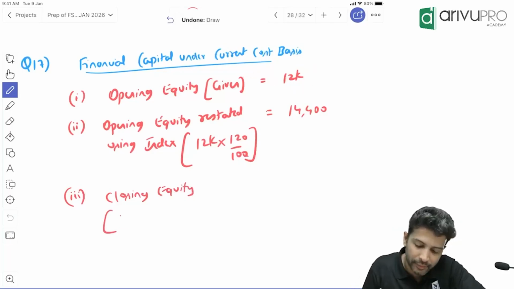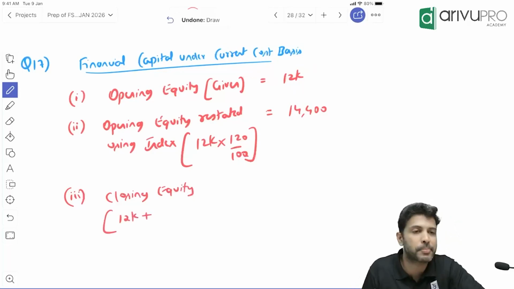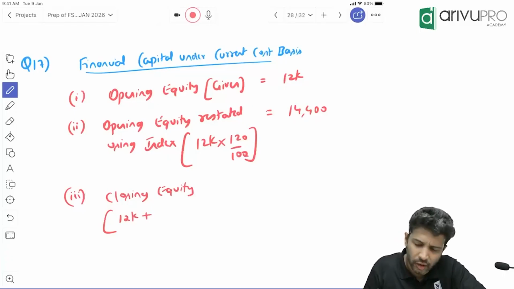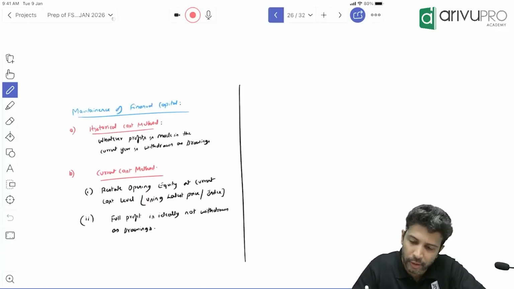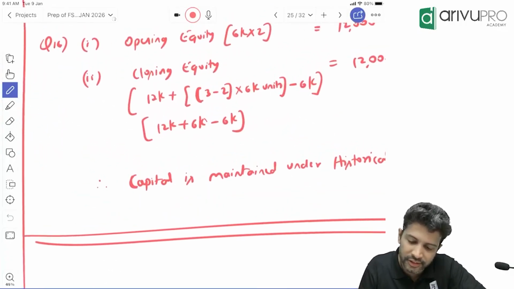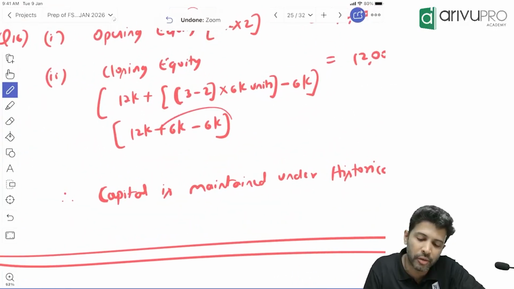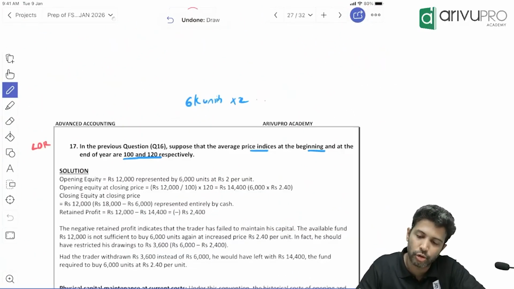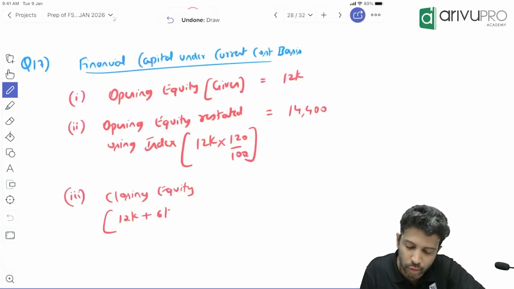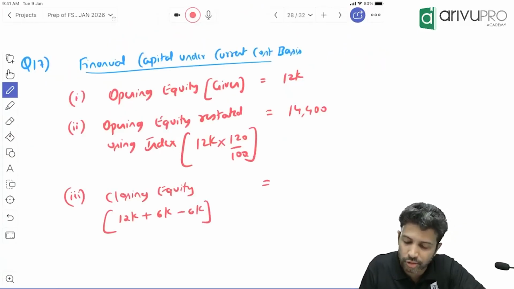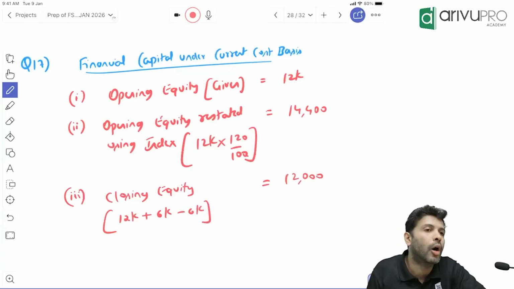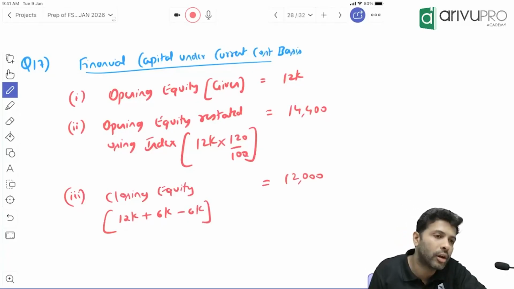Actual opening equity, which is 12,000 plus profit. How much is the profit? Should I calculate again or is it already done? You already did. Here we calculated. Now, how much is that profit? The profit here is 6,000. And that's it, or did you withdraw also? It's same as last question. Last question, how much did you withdraw? 6,000. You made a profit of 6,000 and you withdrew 6,000. What is closing equity? 12,400. Okay, Sajid. Everybody good?